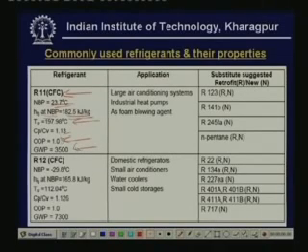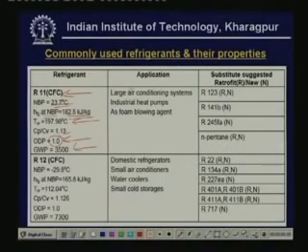Since its ODP is 1, this is banned. It is an ozone depleting substance, so it is no longer used. And what were its applications? Its major applications were in large air conditioning systems, in industrial heat pumps because of its high critical temperature, and it was also used very widely as a foam blowing agent in polyurethane foams, etc.